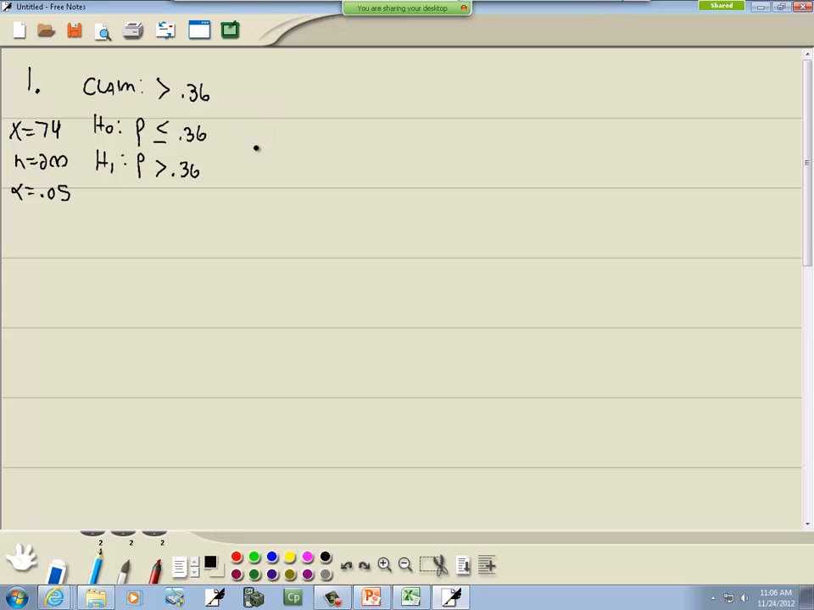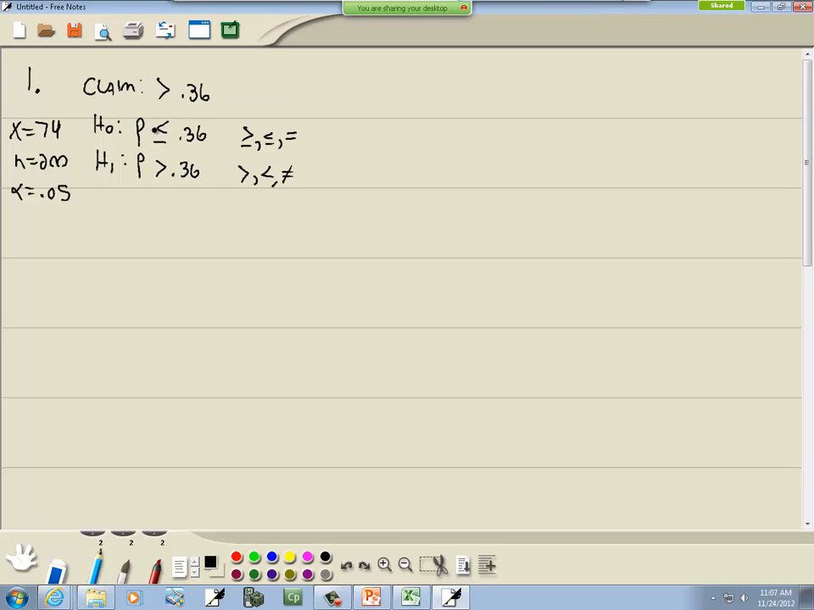Now, the only symbols you can put on H1 are greater than, less than, and not equal to. The only symbols you can put on H0 are greater than or equal to, less than or equal to, or equal to. I like to put the less than or equal to, greater than or equal to, and equal to because these are opposites of each other. So I think it makes more sense that way.